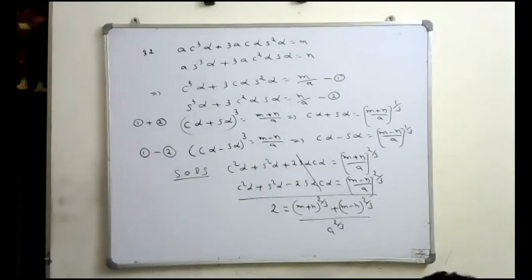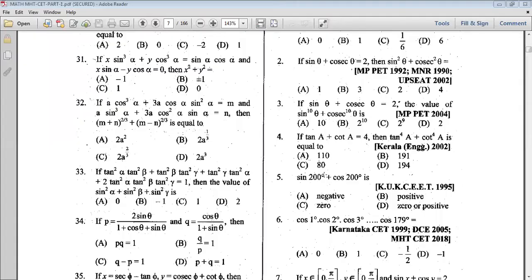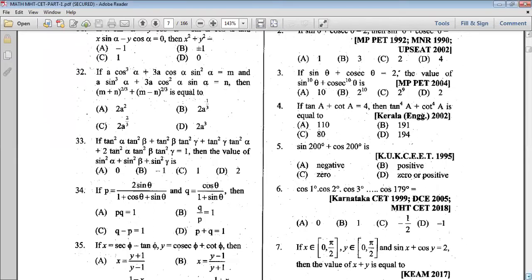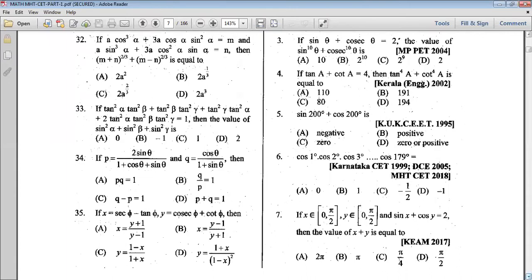Completed? Yes, sir. Yes, sir. Yes, look at the next problem, 33rd problem. So this is problem number 33.